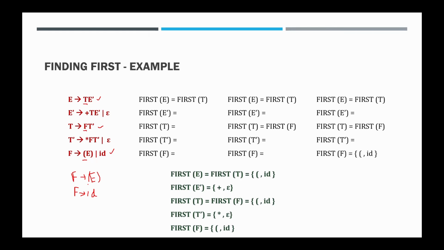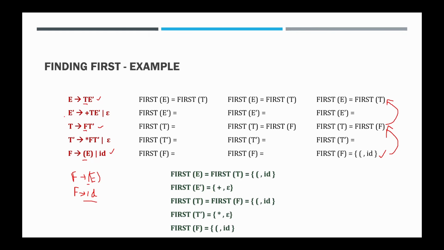In the first production, first of F is the open parenthesis. In the other one, it is id. So first of F will be the open parenthesis and id. Now substitute this first of F here: first of T is first of F, which is nothing but open parenthesis and id. Now first of E is nothing but first of T, so include this also here. Then we come back to find the remaining ones, E dash and T dash. Now we'll find first of E dash and T dash.